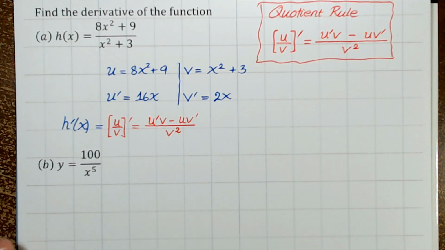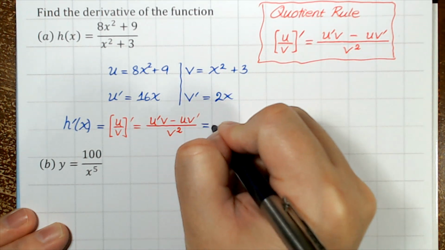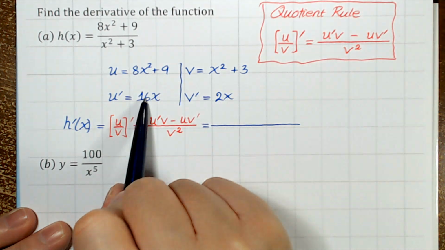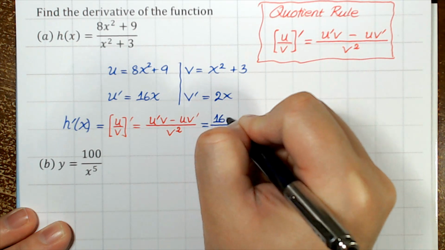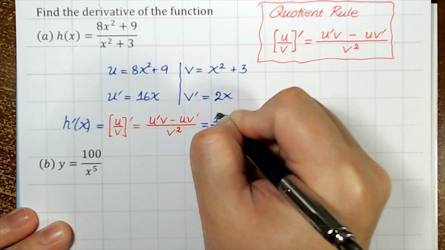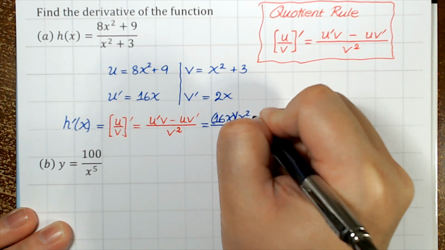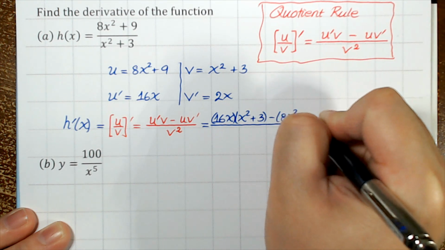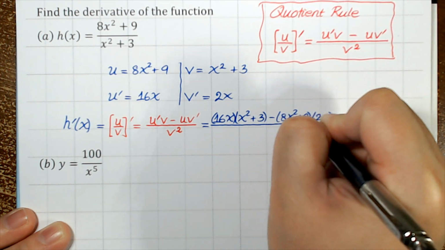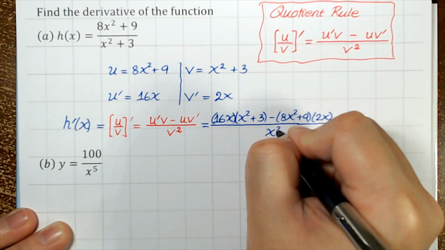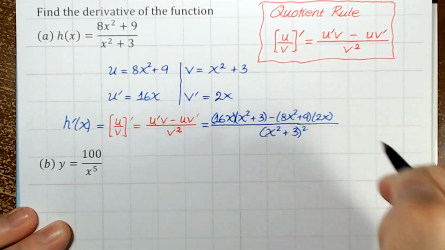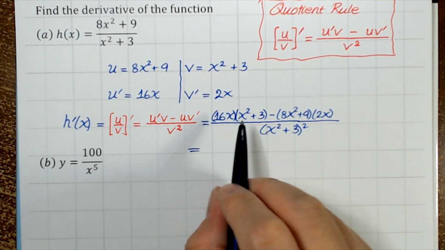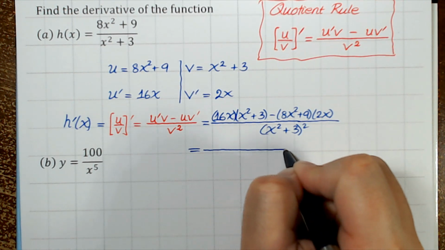So put in everything we have. U prime v, 16x times x squared plus 3, minus 8x squared plus 9 times 2x, all of that over v squared, x squared plus 3 squared. Next, we'll multiply it out and simplify.